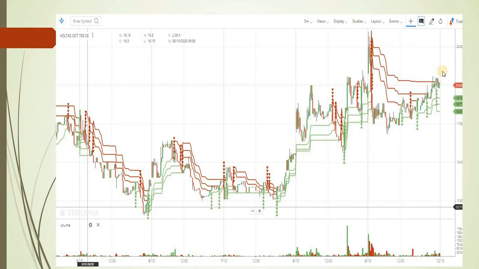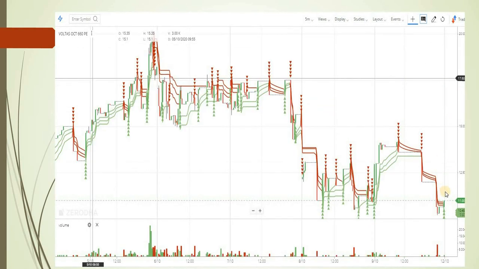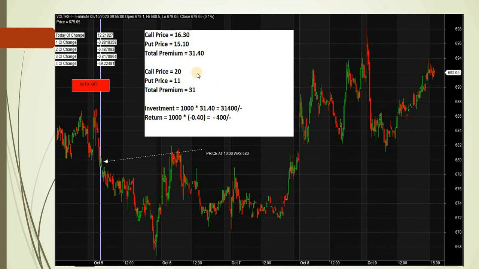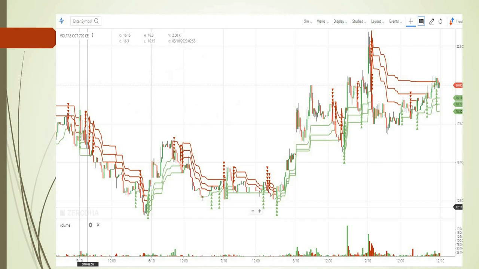Closing price of call was 20 and closing price of put was 11. So we put both the prices here, 20 and 11. We bought a strangle at 31.40 and sold it at 31. So we hardly lose 0.4 point, which is 400 rupees.